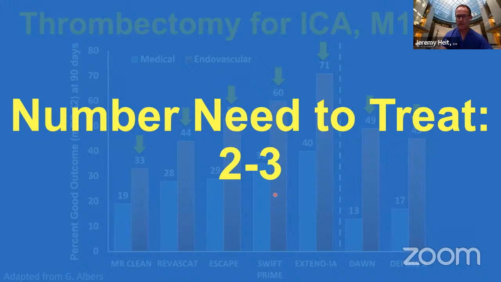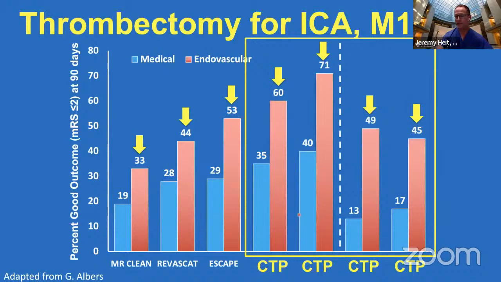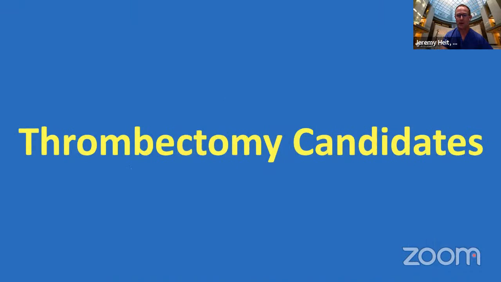And we now need tools to help take care of these patients expeditiously and accurately. And that's where CTP comes in. So if you actually look at what imaging strategy was used in these studies, 4 of the studies that I've shown here all used CT perfusion imaging to select patients for treatment. And that's an important concept. So how do we actually do that?